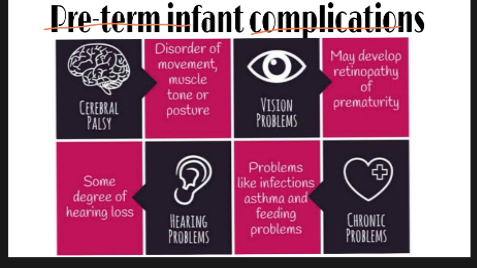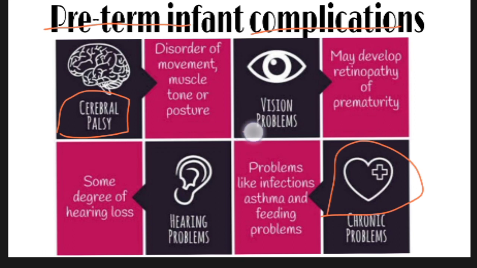So here, if the baby is born before full term, what are the complications? First, it will affect the brain and heart. That's the main. The brain will not get fully developed, so there will be disorders like no coordination, no proper growth, no proper postures, there will be a problem in walking, delay in walking. These are the problems that are seen regarding the brain.